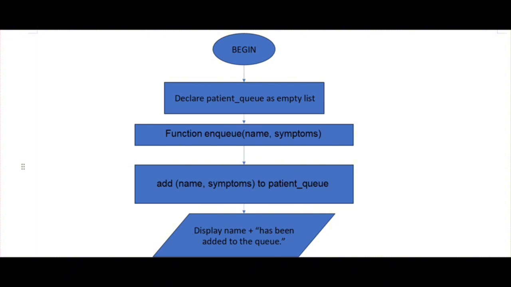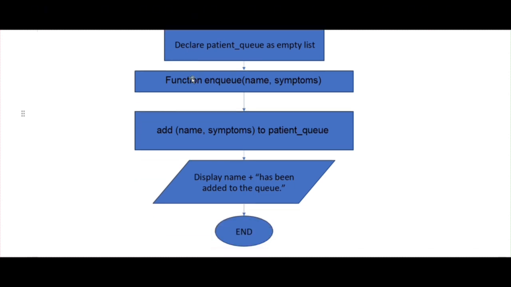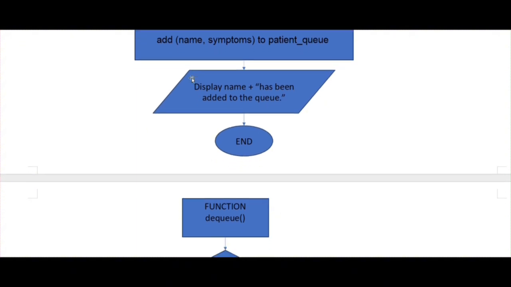Today I want to explain my flowchart based on our mini project. First, using the first function, which is patient queue, it will declare patient queue as an empty list. Then it will go to the function enqueue and add the name and symptom to patient queue. After that, it will display that her name has been added to the queue.